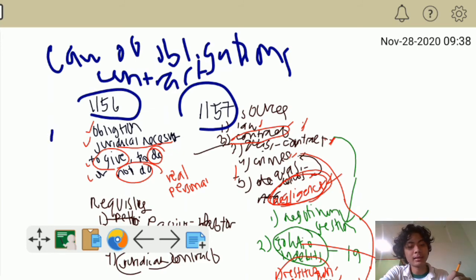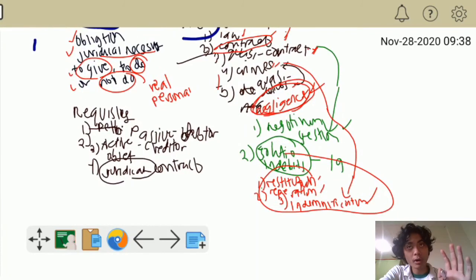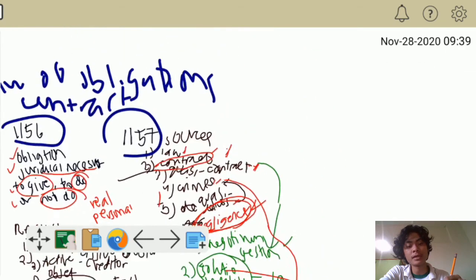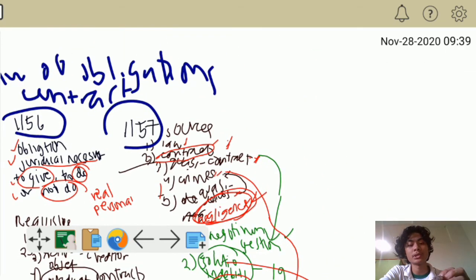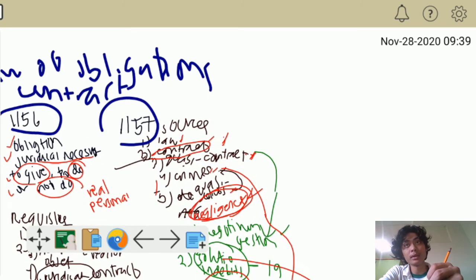We also tackled the 4 requisites of an obligation, which are the passive, the active, the object, and the juridical tie. Yung juridical tie is directly linked to 1157, yung 5 sources ng obligation: the law, contracts, quasi-contracts, quasi-delict, and crimes. Public siya, enforced by everyone, the law. Pag private, by 2 persons, contract siya.